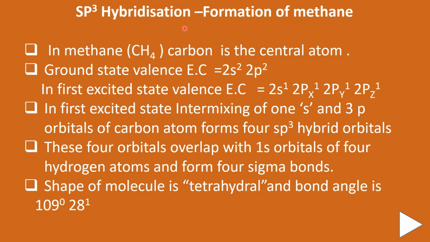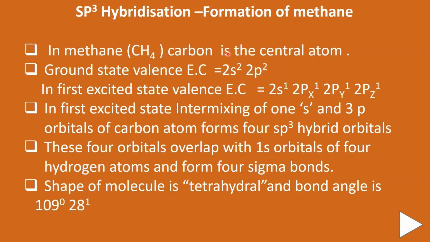sp3 hybridization, formation of methane. In methane, carbon is the central atom. In carbon, the ground state valence electronic configuration is 2s2 2p2. This is the valence electronic configuration. In the first excited state, valence electronic configuration becomes 2s1, 2px1, 2py1 and 2pz1 because one electron from the 2s orbital jumps into the 2p orbital.